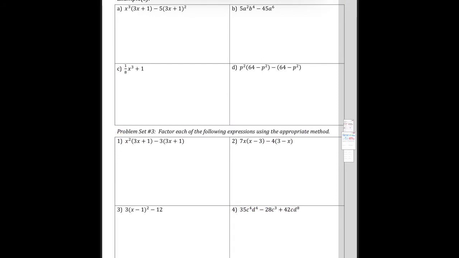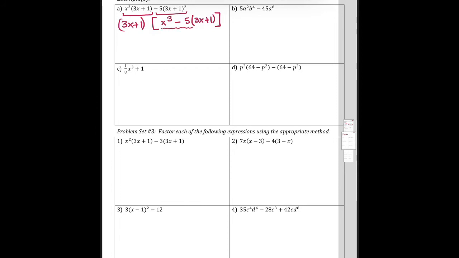So again, always remember the first rule is to look for your GCF. So here, remember your terms are separated by addition and subtractions. We have two terms. What's common in both of them? We have 3x plus 1, right? So what am I left with? In my first one, I'm just left with x cubed minus 5 parentheses. I already took out one quantity, so I'm left with just 1, right?